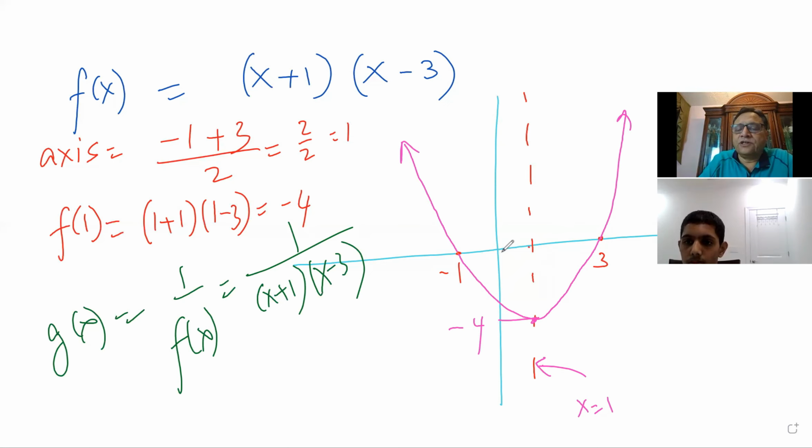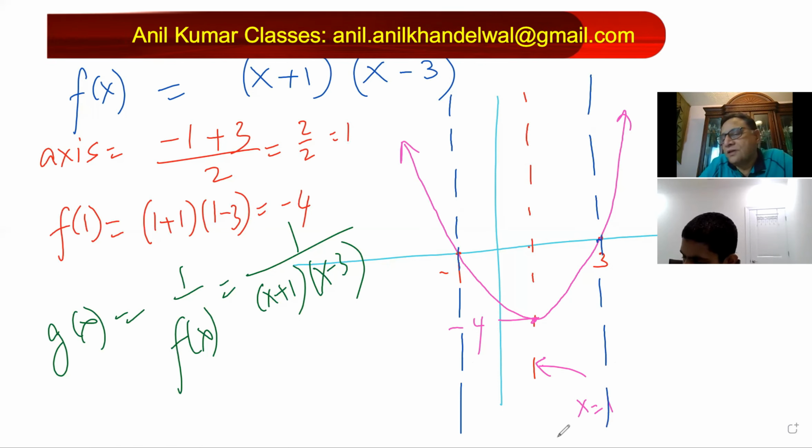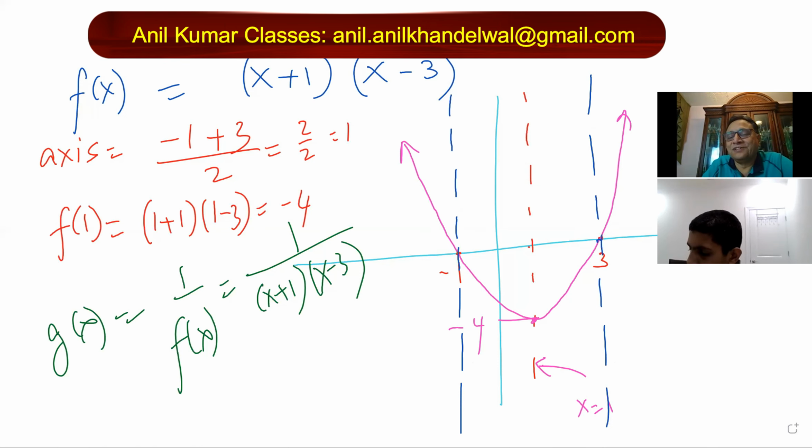You can begin with the zeros. The reciprocal of zero is a vertical asymptote, right? So we'll begin with the zeros and we'll draw the vertical asymptote right there, at both these zeros. Now that divides the whole plane into three intervals. Do you see this? The two vertical asymptotes divide it into three portions, correct?